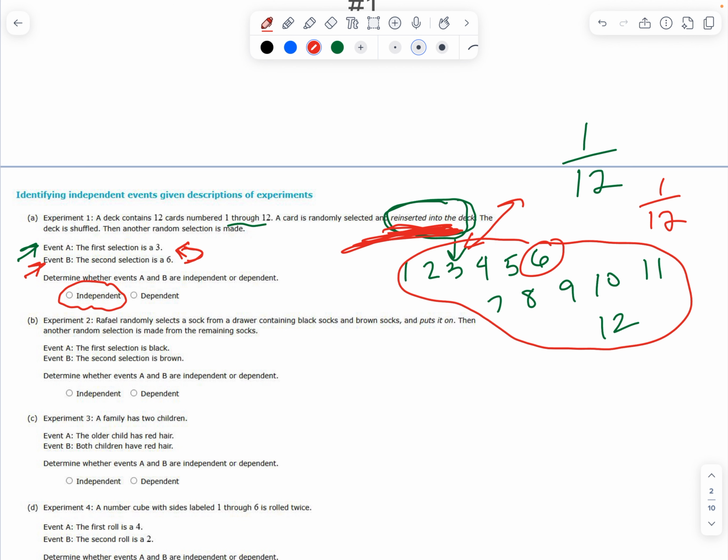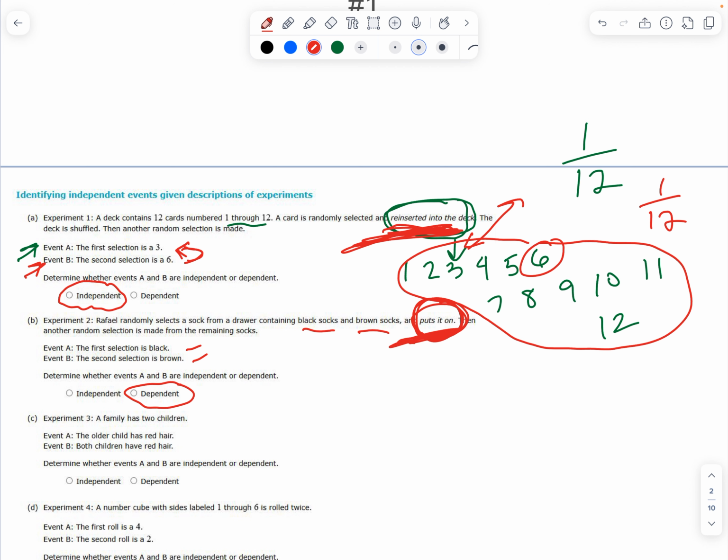Okay, experiment 2. Raphael randomly selects a sock from a drawer containing black socks and brown socks and puts the sock on. I'm going to circle that. Then another random selection is made from the remaining socks. Determine whether these events are independent or dependent. So his first event is he chooses a black sock. The second event, he chooses a brown sock. Well, these events are depending on each other because right here, he put the sock on.